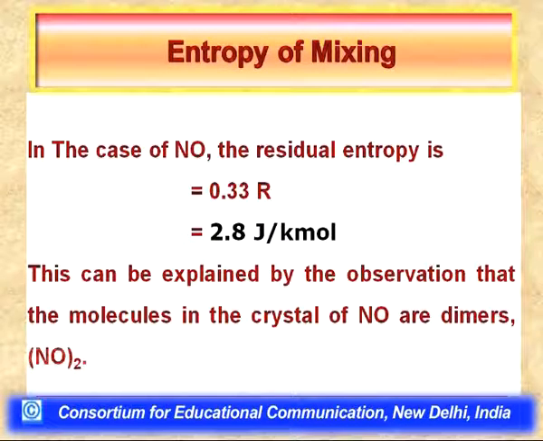So this very small value of residual entropy, compared to carbon monoxide, can be explained on the basis of the observation that nitric oxide exists as a dimer. That is the reason it leads to almost equal proportions of the two different kinds of orientations possible for nitric oxide. But because nitric oxide exists in the form of a dimer, the residual entropy gets almost exactly half. So, that is 2.8 joule per Kelvin per mole.